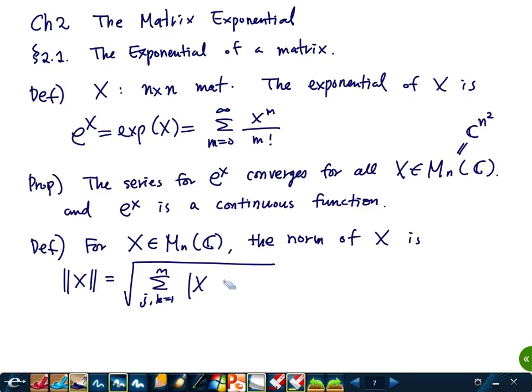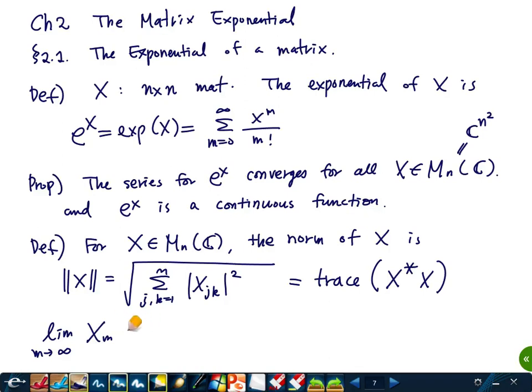Yeah, in this textbook, the author tries to avoid the usage of i as an index because i is the complex number. Equivalently, this is the same as the trace of X adjoint times X. They are the same. You can just check this. It's very simple. And using this definition, a sequence of matrices X_m approaching X can be expressed this way: the limit of the norm of X minus X_m approaches 0.